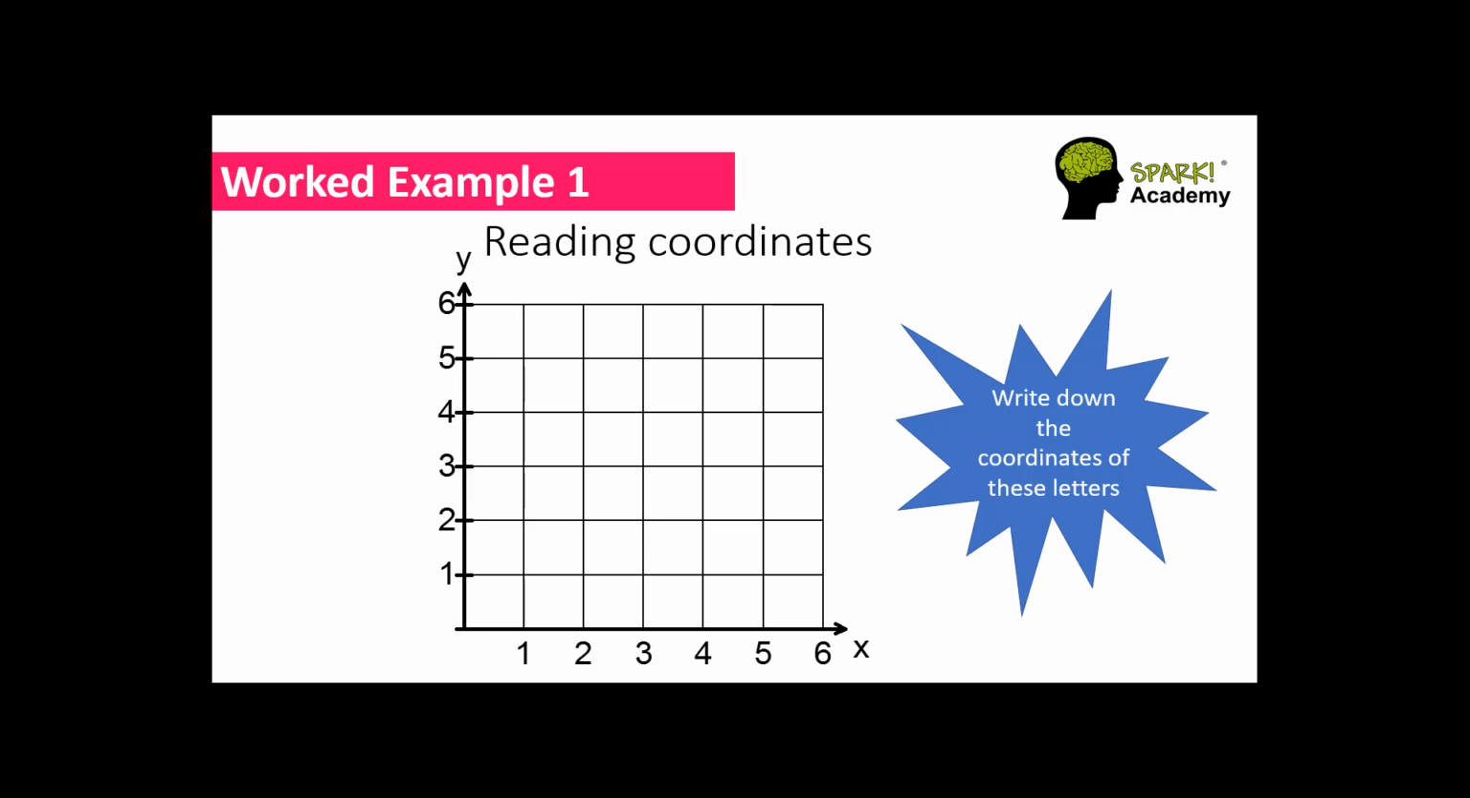Let's have a go at writing down the coordinates of these letters. So A, B, C, and D. What coordinates have you got? If you need to, go back and pause the video to work out what these coordinates are. But remember, we're going along the corridor and up the stairs. E, F.